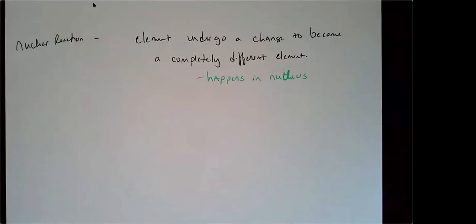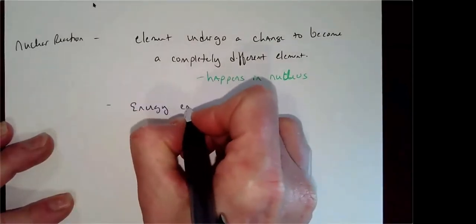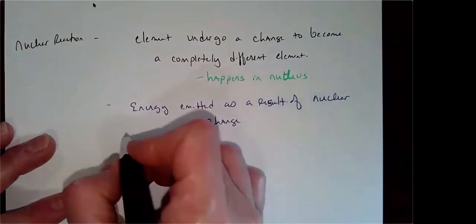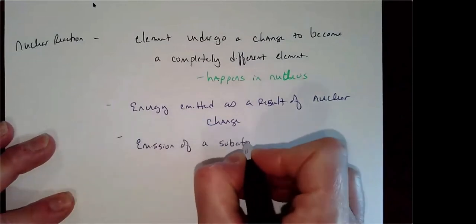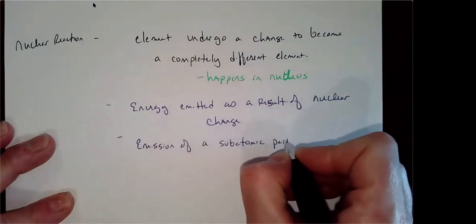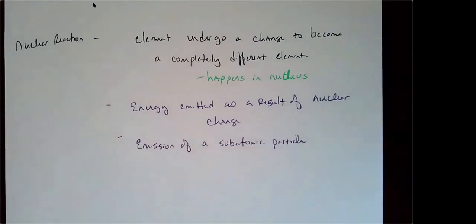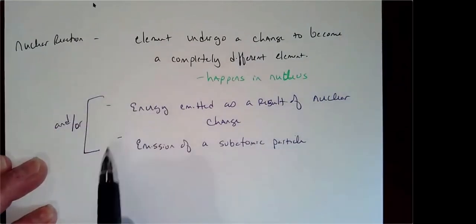When this happens, oftentimes with a nuclear reaction, the other byproduct is an energy that's emitted as a result of my nuclear change. I could also have the emission of a subatomic particle. They're going to look different than what we think of in terms of subatomic particles. So it's not going to be emitting a nucleus, it's not going to be emitting a proton, but it's going to be emitting these subatomic particles. These can happen together, or you can have one and not the other.